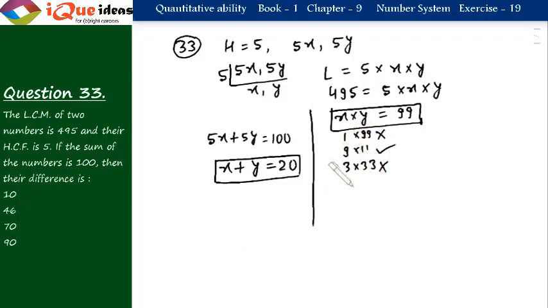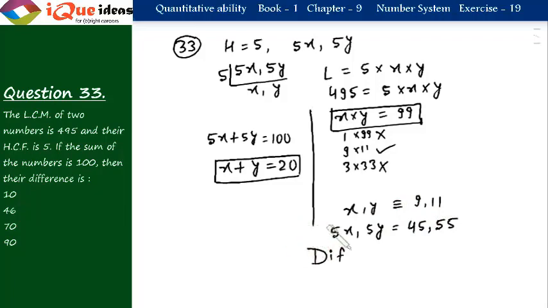So we get a clear-cut situation here that the values of x and y can be taken as 9 and 11. Hence the numbers, which are 5x and 5y, are 5 into 9, which is 45, and 5 into 11, which is 55. So the required difference of these two numbers would be 55 minus 45, which is equal to 10. So the answer of the question is 10.